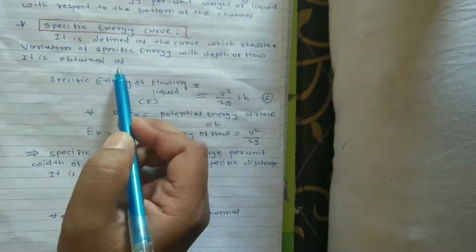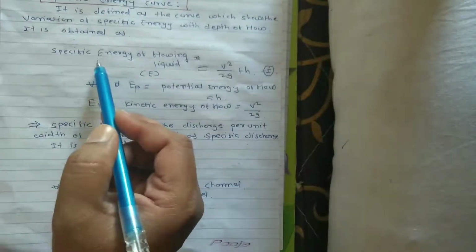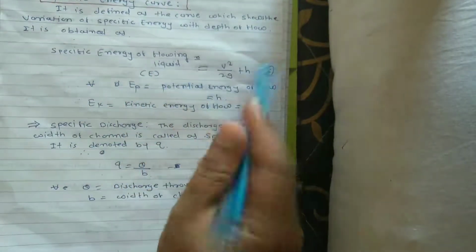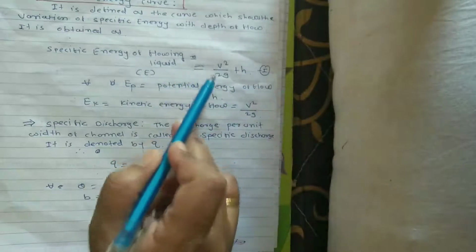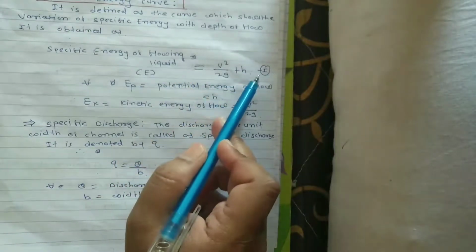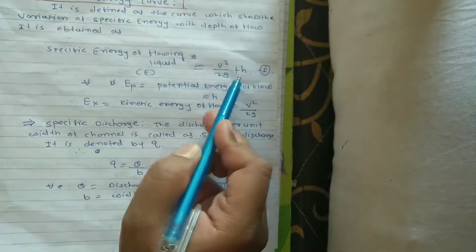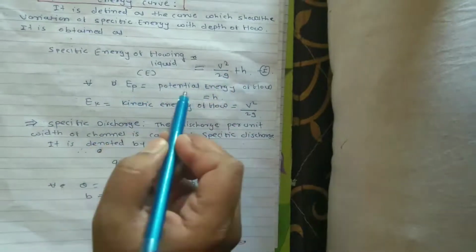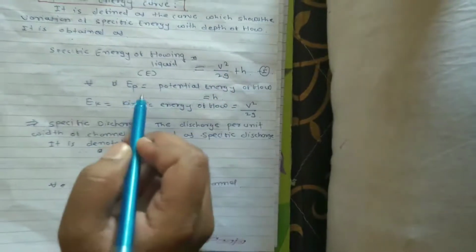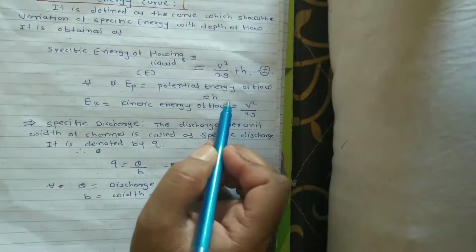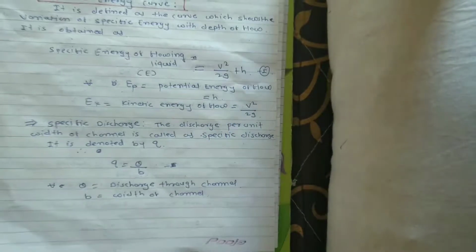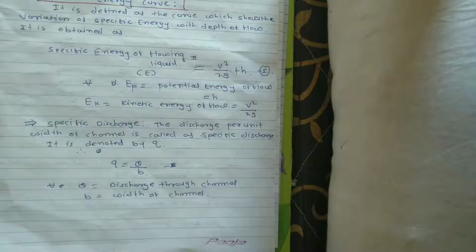Now we know the specific energy of a flowing fluid is equal to V squared by 2g plus h. This is equation number 1. What is h? h is the depth of the flow, and this depth of the flow is taken as the potential energy.